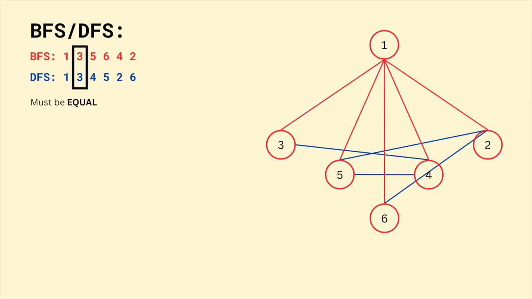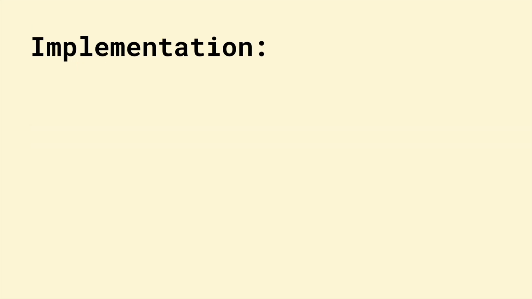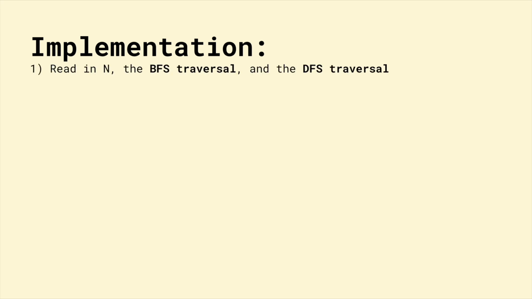Note that the second node must be equal in both traversals. For DFS and BFS, this is the first child. The root node cannot have two different first children, as regardless of the traversal technique, this node will be processed first, so if it is different, this set of traversals is invalid. Let's take a look at the implementation for this problem. We read in n, the BFS and the DFS.